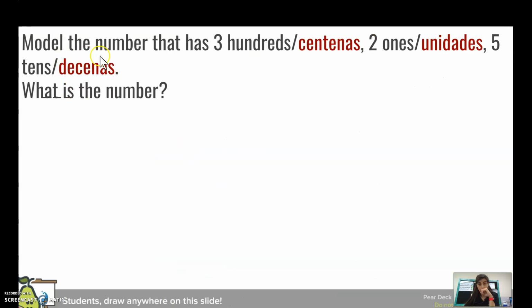This one I want you to model the number. So hint, use a place value chart. It has a 3 in the hundreds, 2 in the ones, and 5 in the tens. What could be the number? Okay?